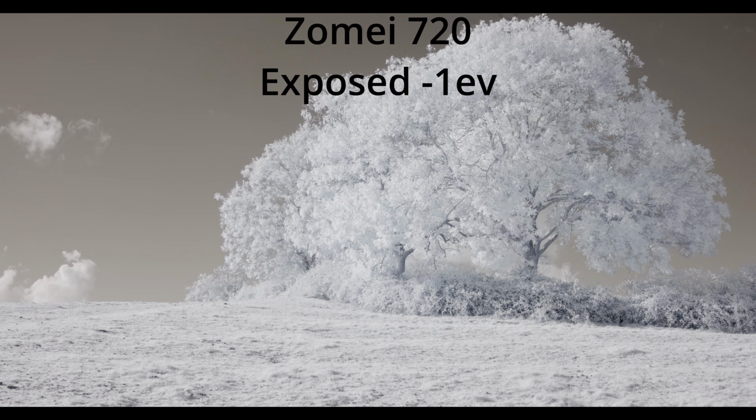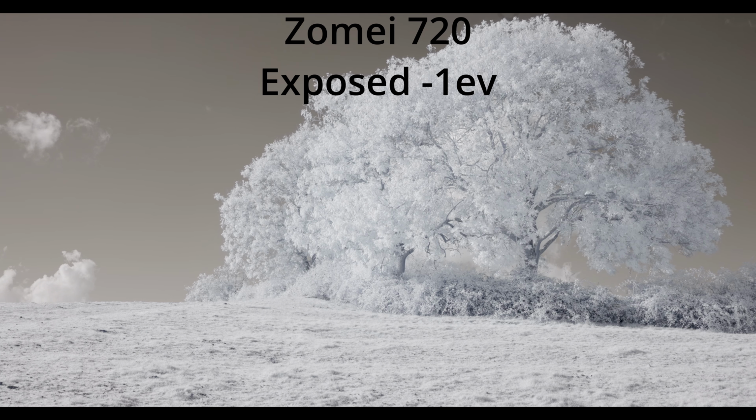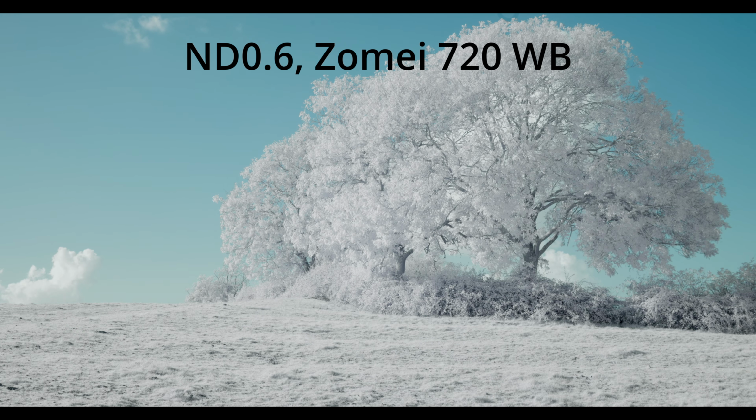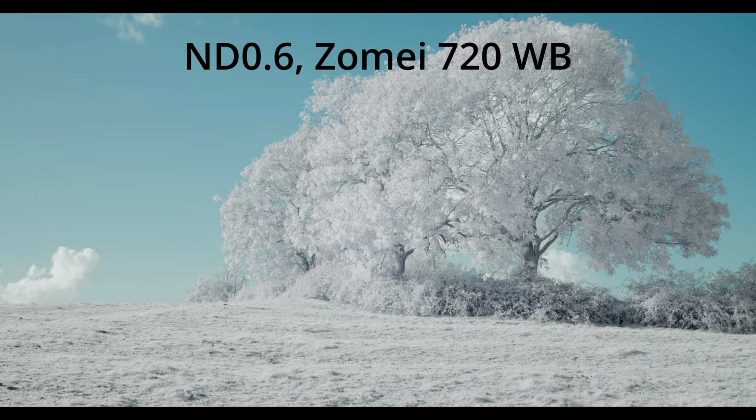As before, I also shot this exposed a stop before clipping the histogram, though for these particular two shots there's not much difference. This next one was a happy accident. I forgot to set the white balance before taking this clip with the plastic Hitech ND 0.6 filter, so it was still set at the white balance for the Zomei 720nm filter. This gave white foliage and a bright blue sky.